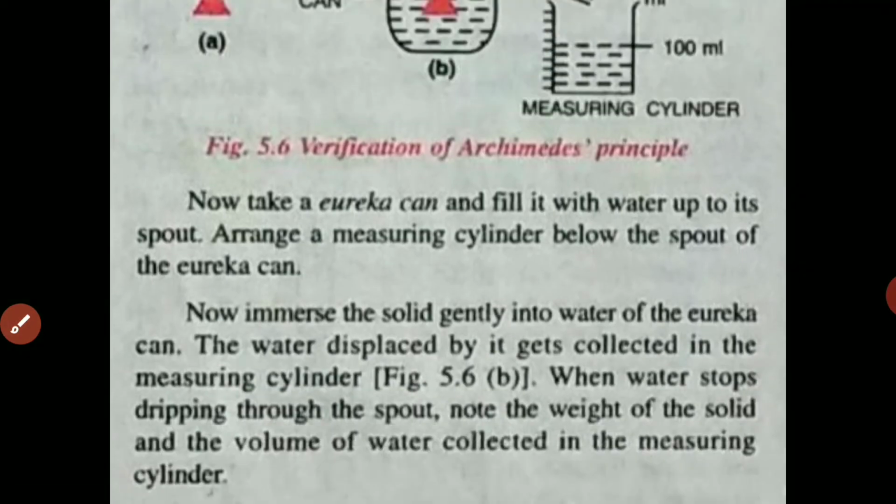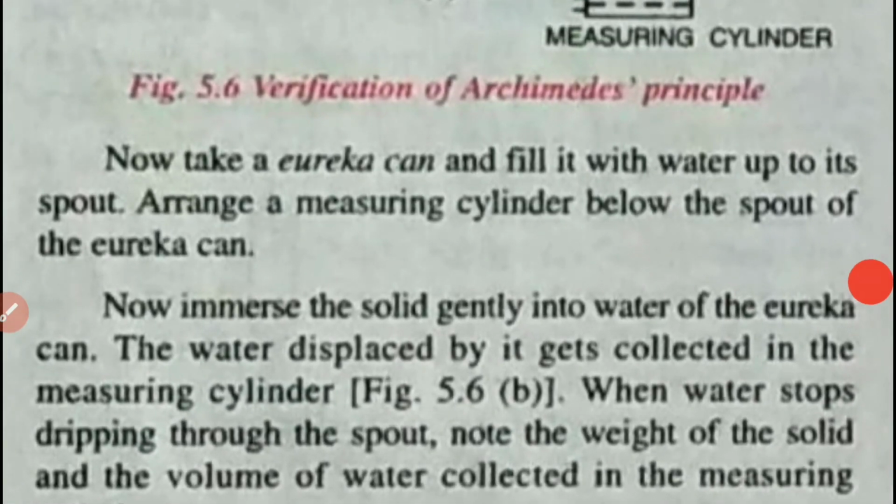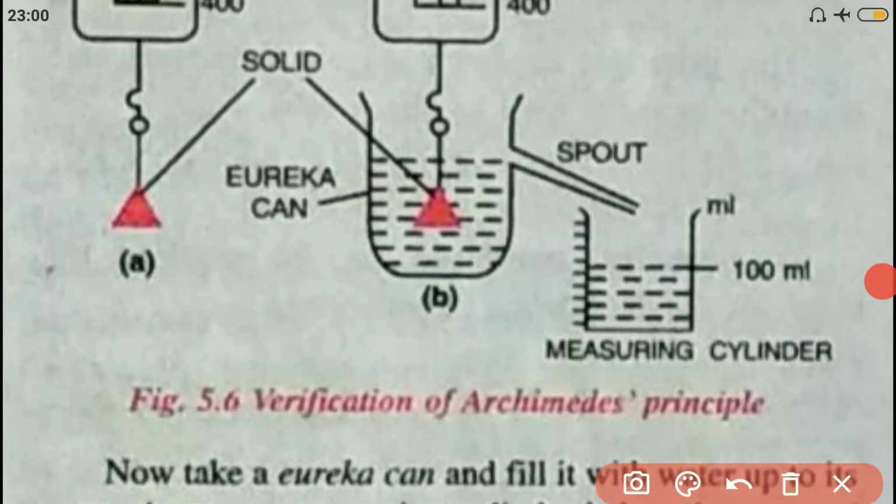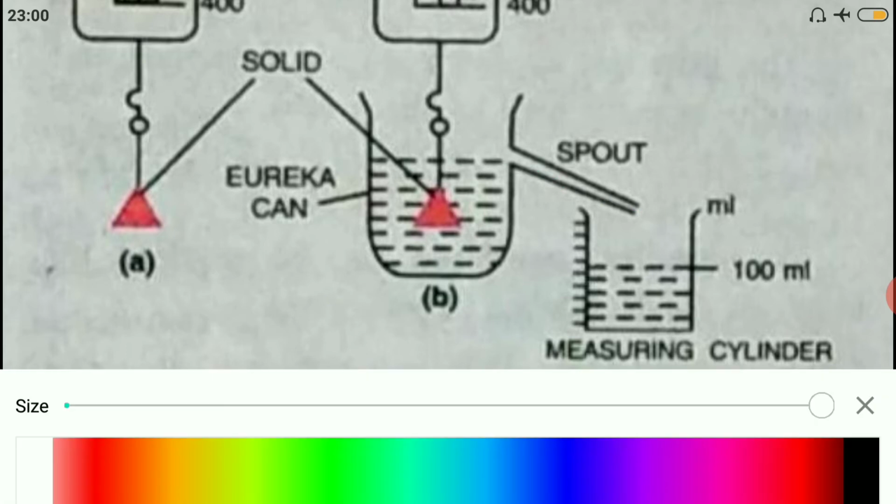Now take a Eureka can. The Eureka can is this can here, right? It is like a kettle, but its spout is pointing downwards, whereas in a kettle the spout points upwards, right?